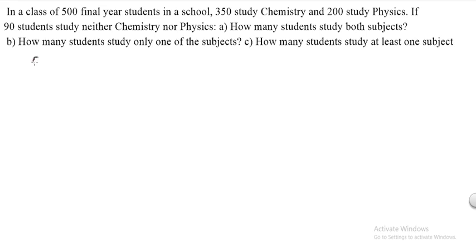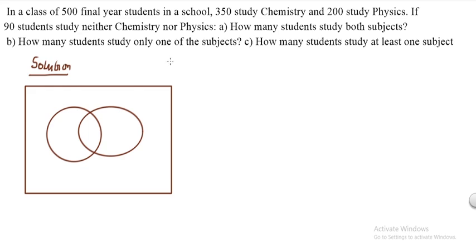So I'll write out the solution here. Remember, the first thing we want to do is to write out a Venn diagram for this. Now, in this case, it is clear to us that the number of sets we have at play is simply chemistry and physics. So let's say this should be for chemistry, this should be for physics. Now, always start at the middle. First, start at the middle.